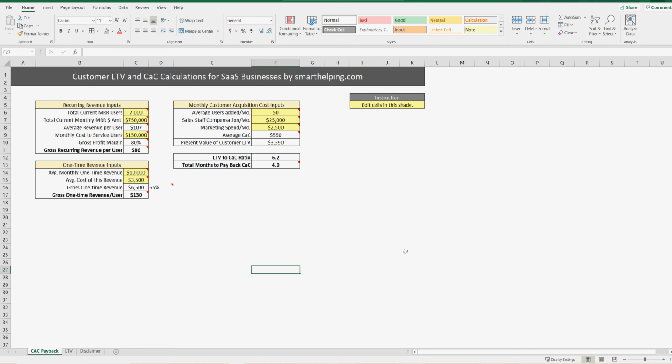Good afternoon, smarthelping.com here, and I've got another quick update on a very important metric for the SaaS business in general at a high level. All these key metrics are very important to understand if you're running this type of business, and they should be focused on in order to increase efficiency and total value.